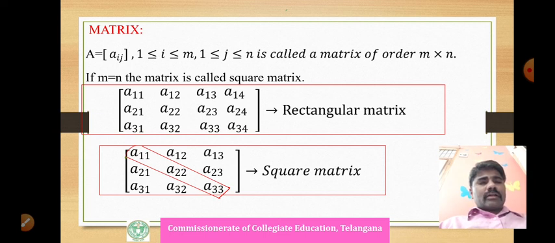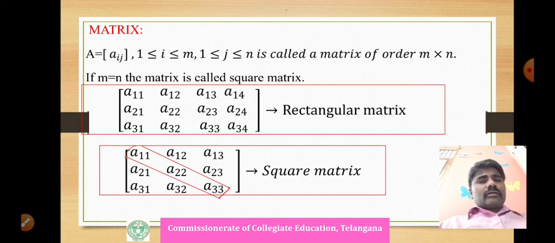Similarly, the second one is a square matrix, 3 rows and 3 columns. Number of rows equals number of columns. That's why this is called a square matrix of order 3. This is a 3 by 3 matrix. We simply say a square matrix of order 3 means it is a 3 by 3 matrix. We have to understand it has 3 rows and 3 columns. Rows and columns are equal.